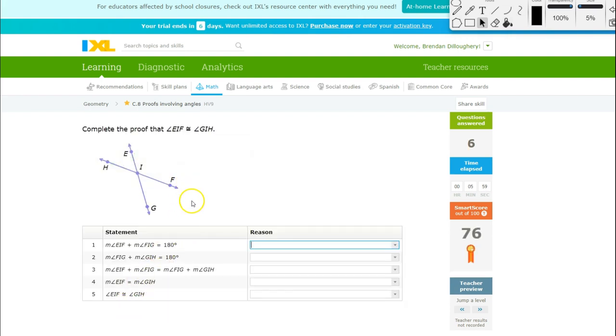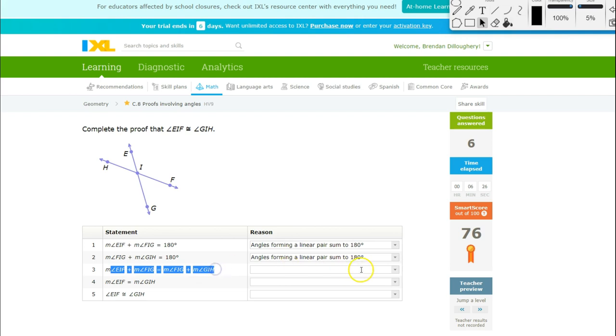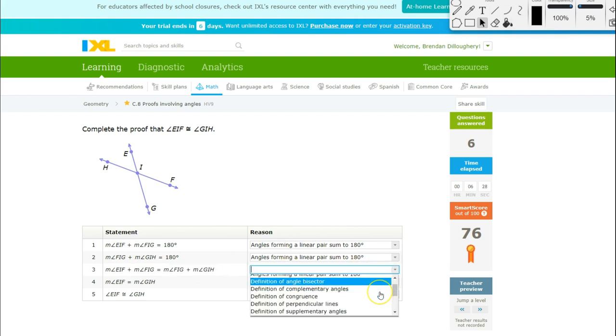Okay, so how do we get that these 2 angles add up to 180? EIF, that's this angle, and FIG. So these 2 angles add to 180, and that's angles forming a linear pair sum to 180. Then we have FIG, this one, and GIH, this one. So these 2 angles add to 180. That's the same reason. And then we get that they're the same. That's the transitive property of congruence.